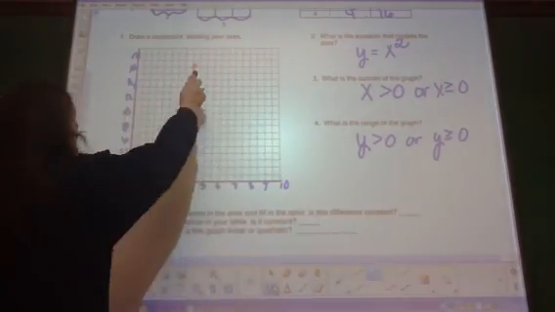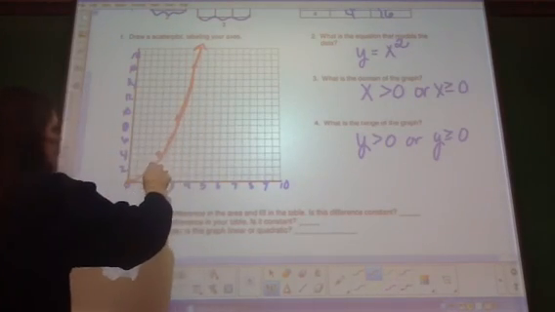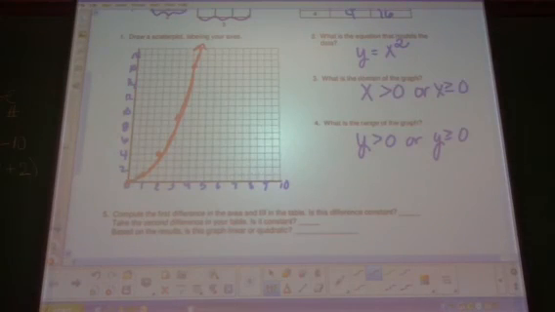You're plotting the area up there. That's fine. I may have misdrawn mine. But you should get a graph that looks something like this. Okay? We draw that.